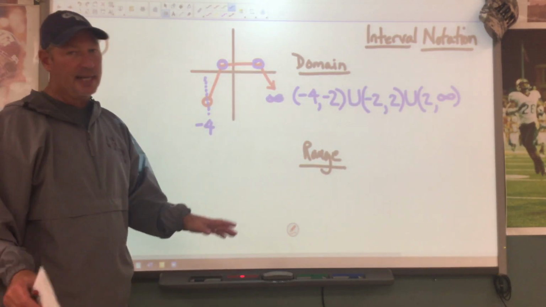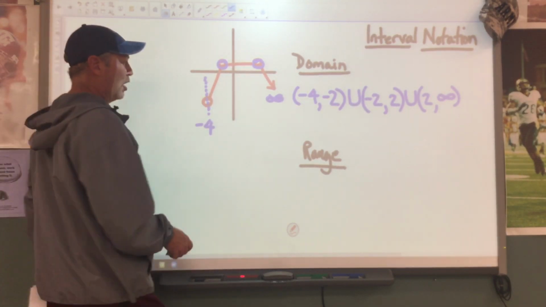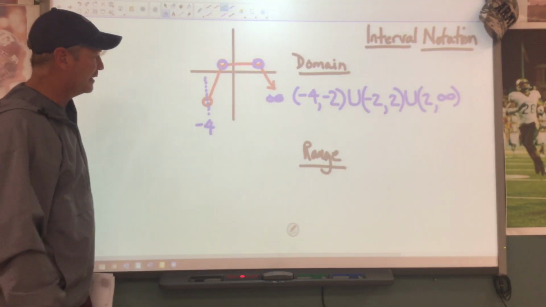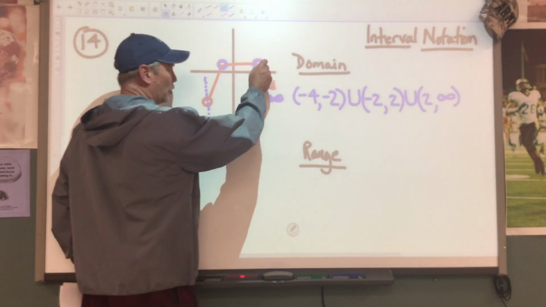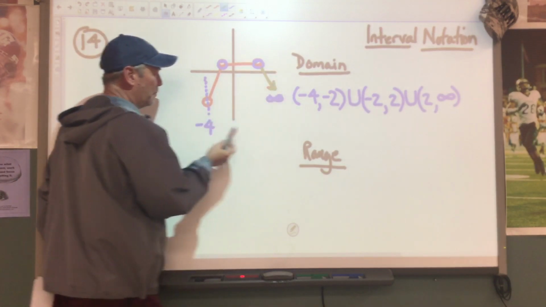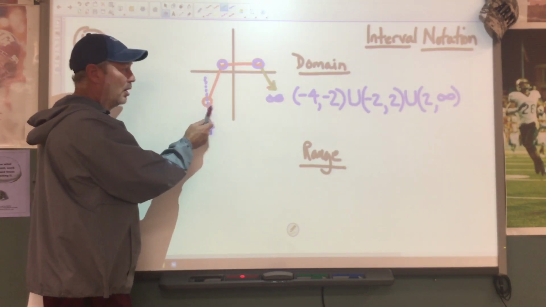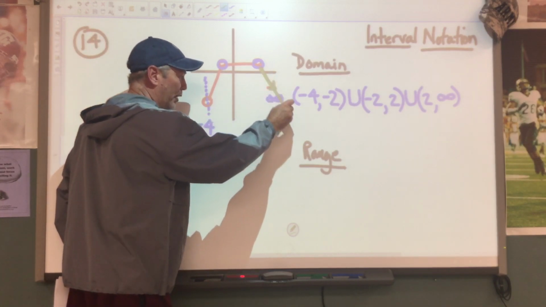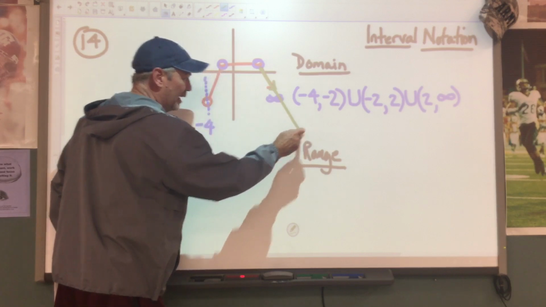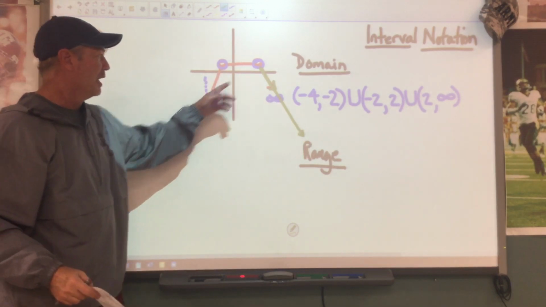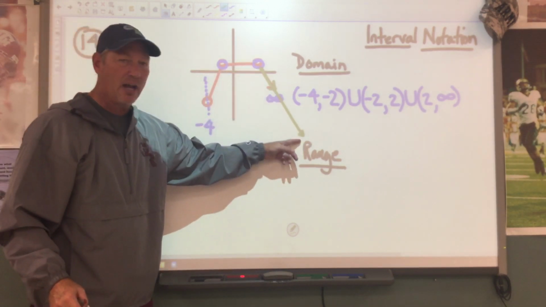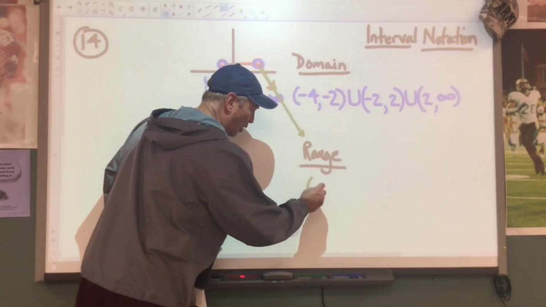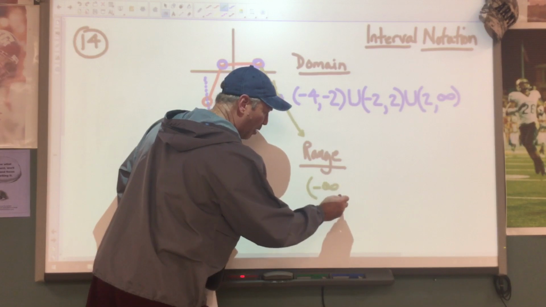The range. The range is a lot easier. Range talks about your y values, how high and how low you go. In this case, how low is this graph going to go? Does my graph stop here? Or what does this arrow mean? This arrow means it keeps going on and on. Even though this circle is here, this side of the graph keeps going down forever, which means we're going to be at -infinity. We're going to go down into the negatives or get smaller forever.